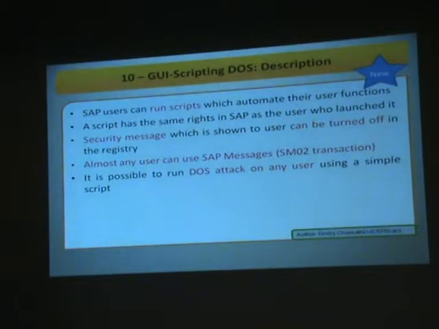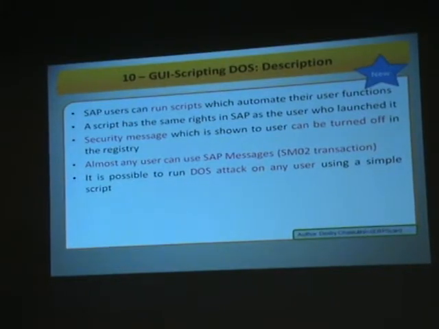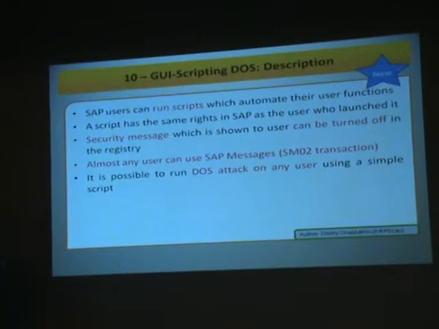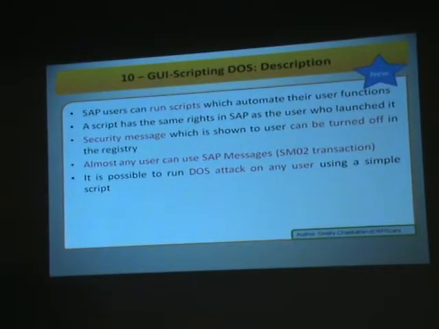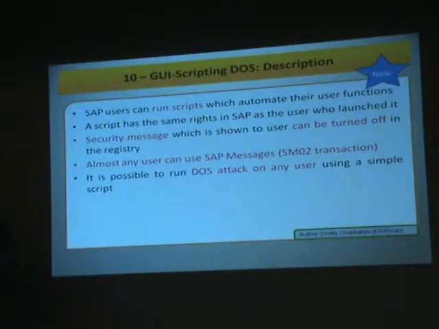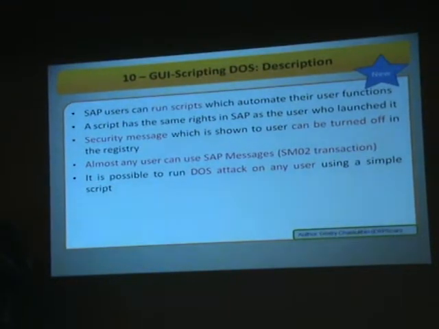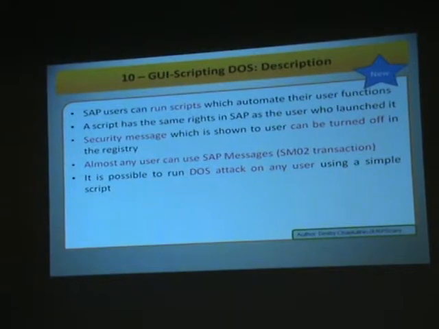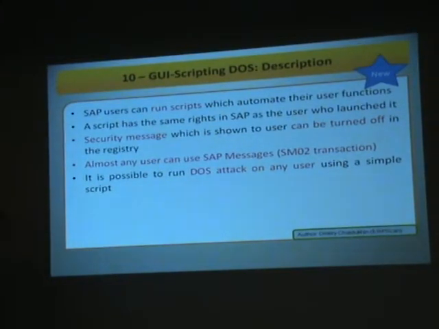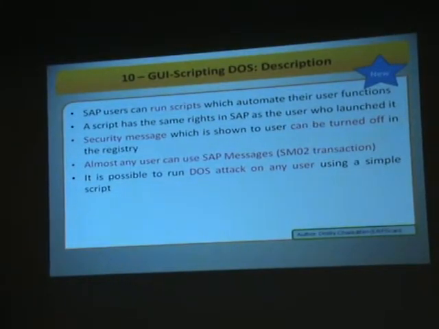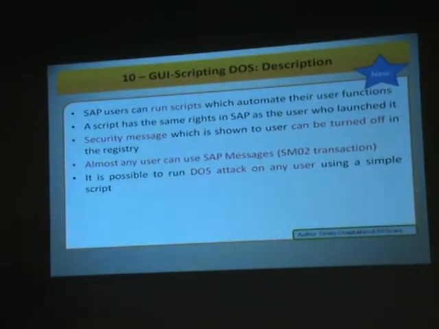So you can make a script which will automatically do some business-related things. Every user can run the script if the server allows it. But if you run the script, there will be a warning message that somebody is running a script. But this message can be easily bypassed by turning off a value in the registry, because this value is in the user registry, not the system registry. So you can create a script which will disable the message and automatically run any script.